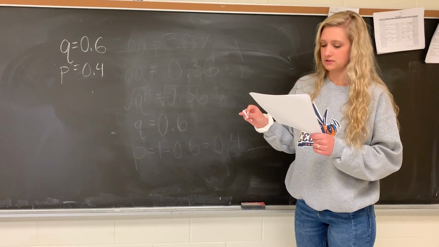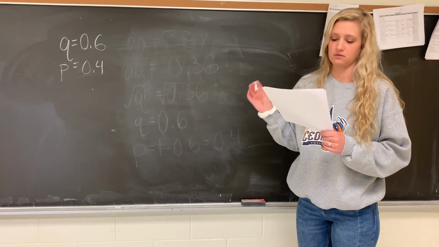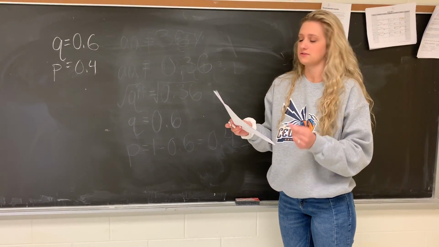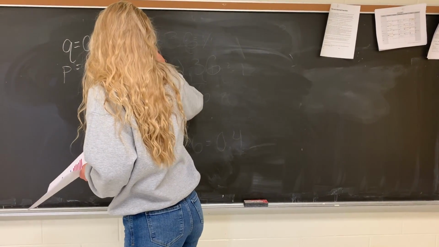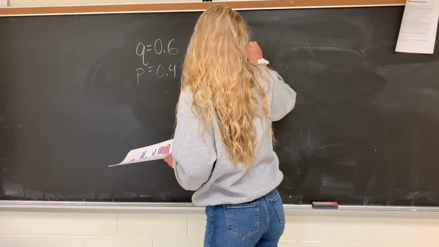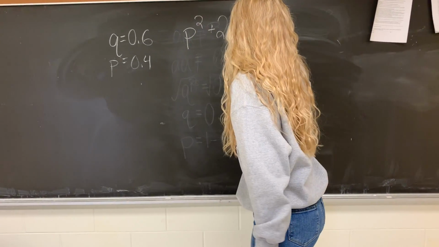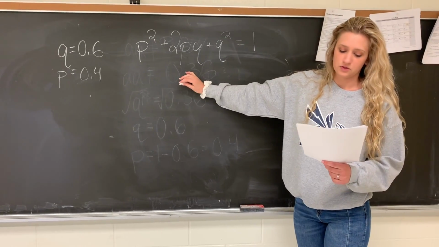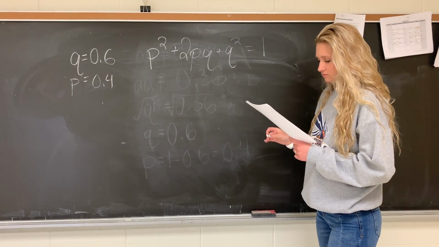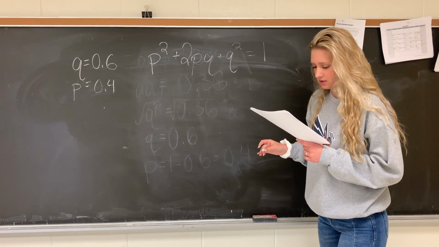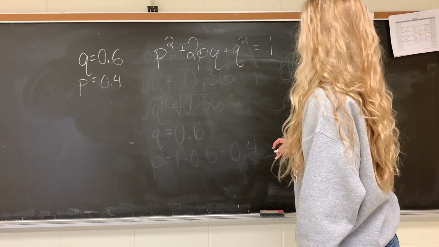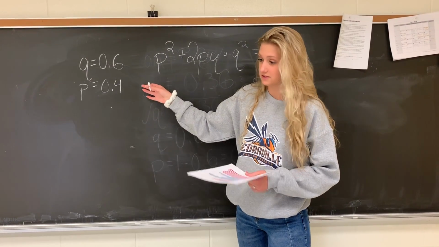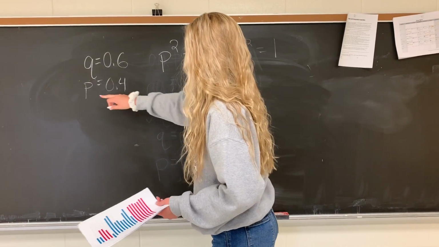Part 4. The frequencies of the genotypes big AA, and big A little a. So now we're finding genotypes instead of alleles. So we're going to use the other equation, because this is what we use to find genotypes. So we're finding the big AA, and the big A little a. To find the homozygous dominant genotype, all you have to do is take p and square it.